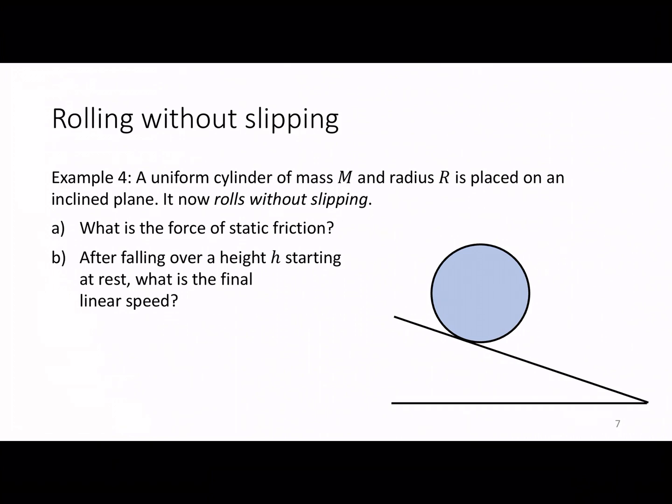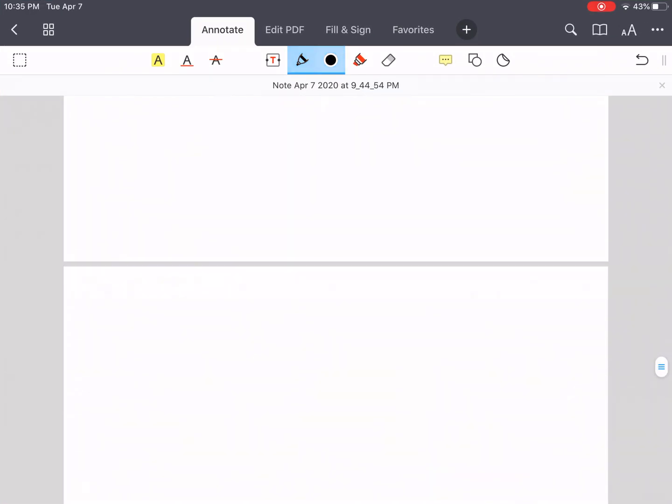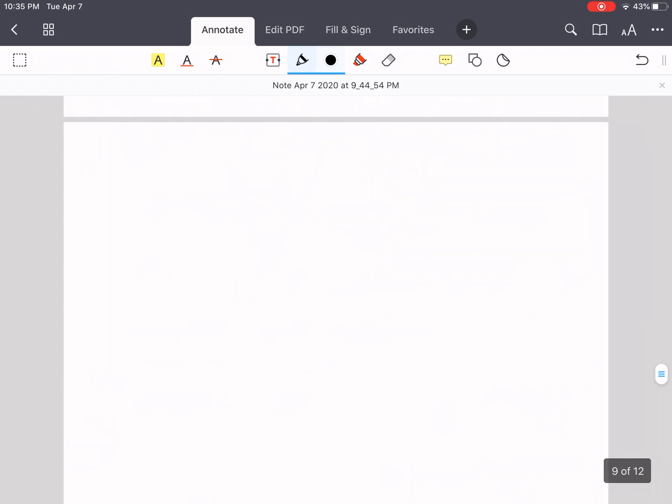All right. So hopefully you've taken a couple minutes, paused the video, and solved this problem. Let's go ahead and see what the answer to this is. And actually, surprisingly, it's going to be quite related to that yo-yo problem. All right. So let's go ahead and start off with part A. What is the force of static friction?